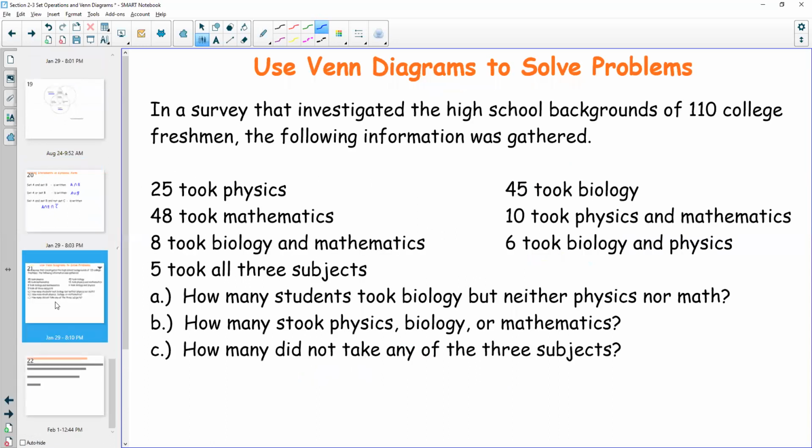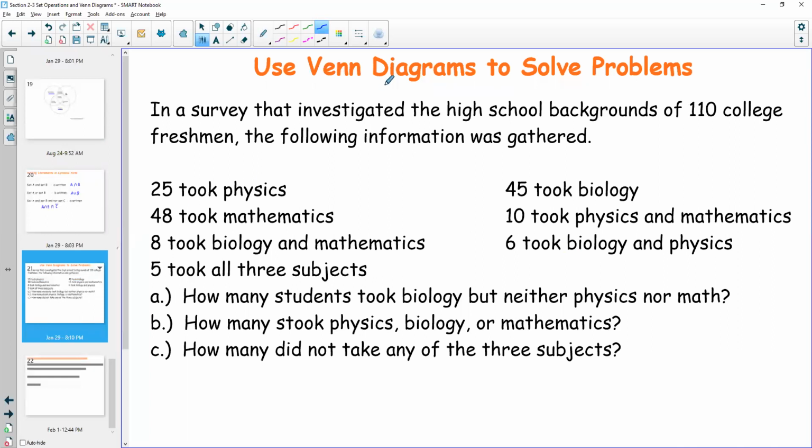So I have a survey. I'm going to investigate the high school backgrounds of 110 college freshmen, and this is the information I took. 25 took physics, 48 took math, 8 took bio and math, 45 took biology, 10 took physics and math, 6 took bio and physics, 5 took all three. Phew. Okay. Pause here. Try to make a Venn diagram out of this. Really, it's important that you do this here.